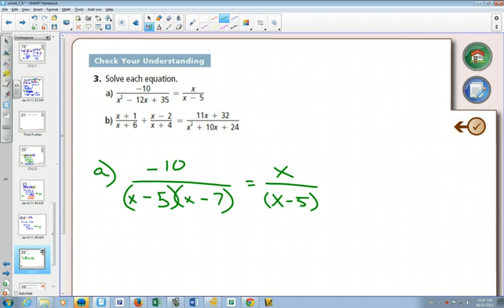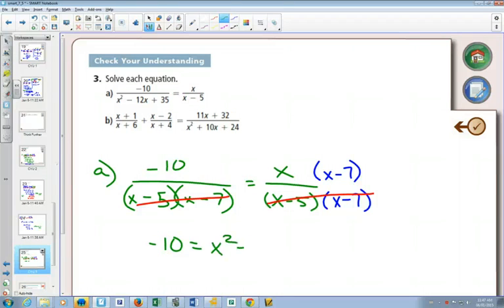All we need to get a common denominator is another x minus 7 on this side. And now that I have a common denominator, if I wanted to multiply both sides by x minus 5, x minus 7, that would cancel out these. And I'm left with minus 10 x squared minus 7x.